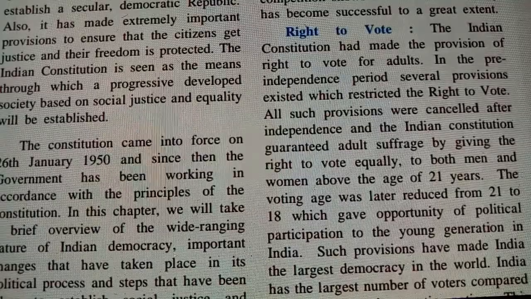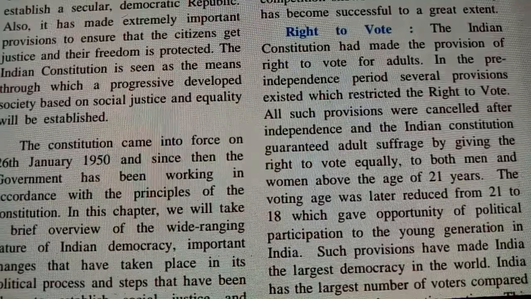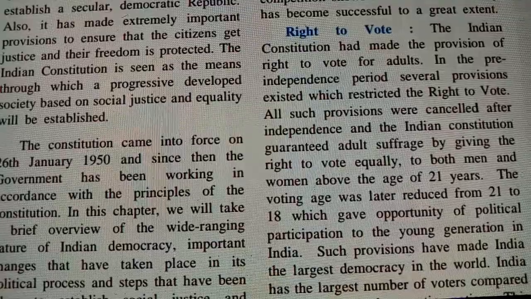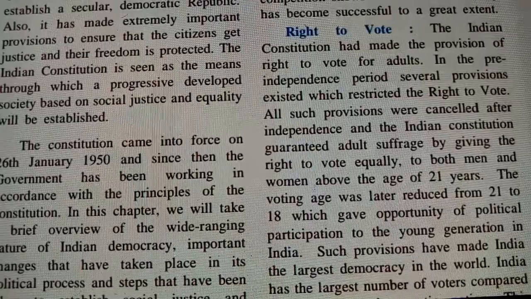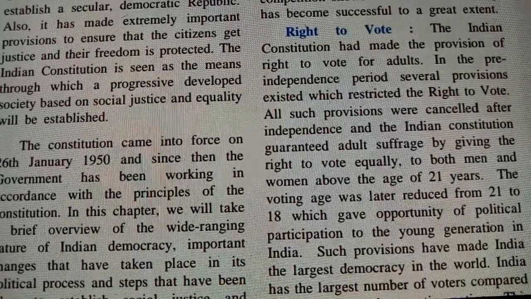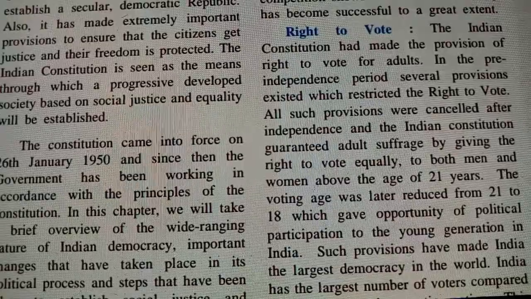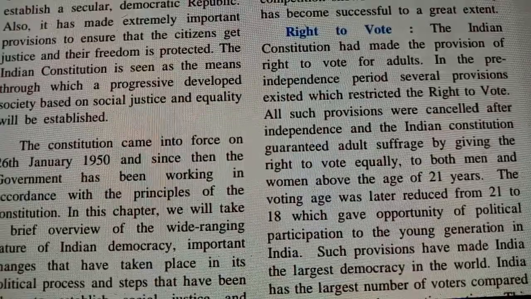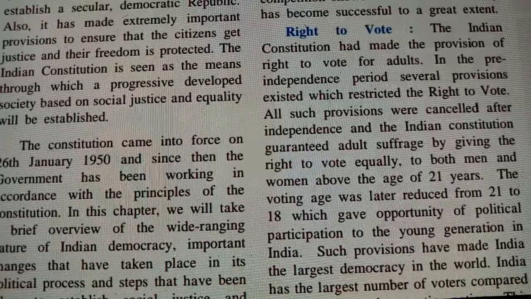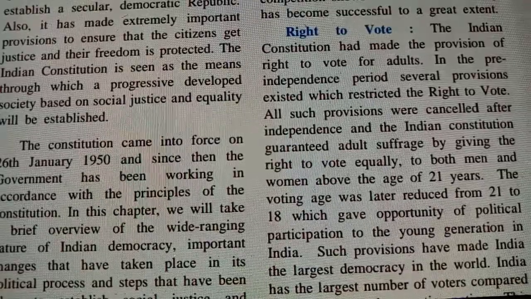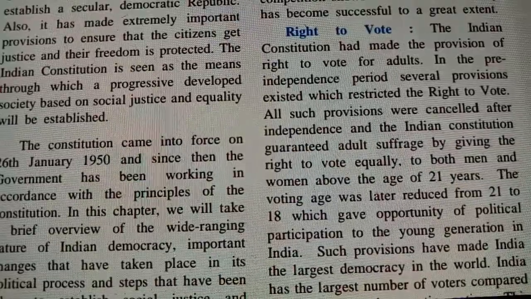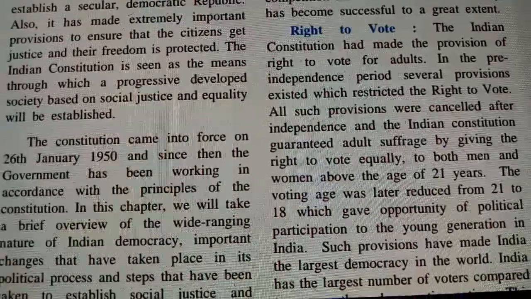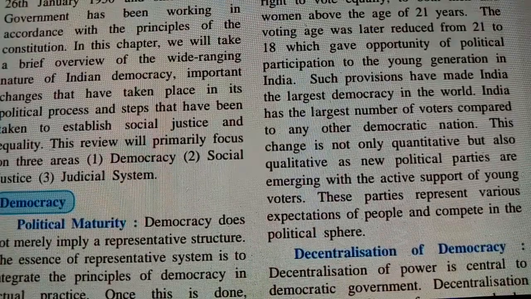The voting age was later reduced from 21 to 18, which gave the young generation in India the opportunity of political participation. The young generation can think about political participation, and they can think, yes, we want to become political leaders in a political party. So the thinking started changing, and they began to think that they can also participate in the political party or government. Such provisions have made India the largest democracy in the world. India is the largest democracy, having a large number of voters in the country.